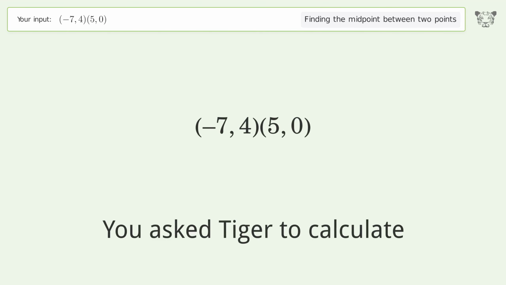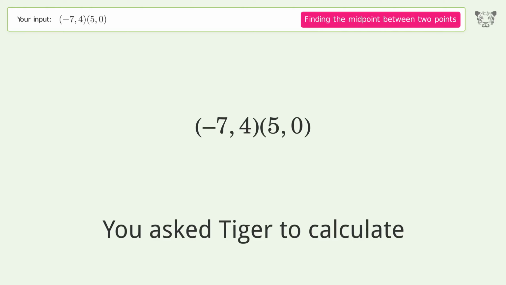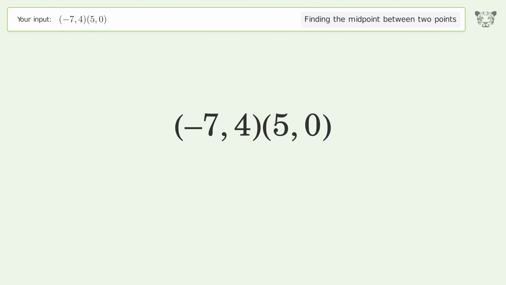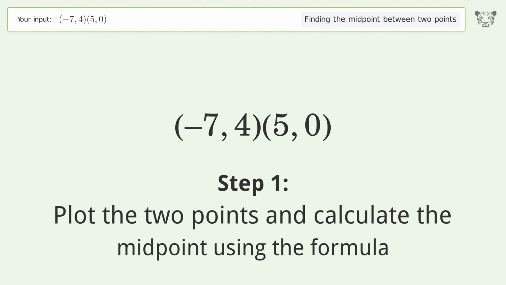You ask Tiger to calculate. This deals with finding the midpoint between 2 points. The midpoint between the 2 points is -1, 2. Let's solve it step by step. Plot the 2 points and calculate the midpoint using the formula.